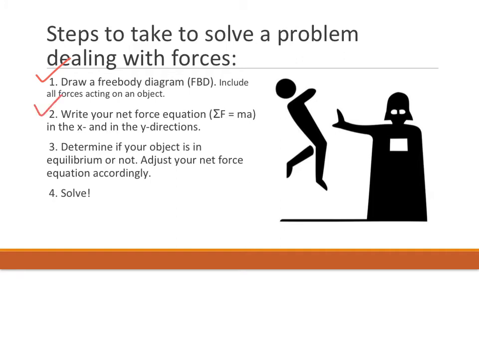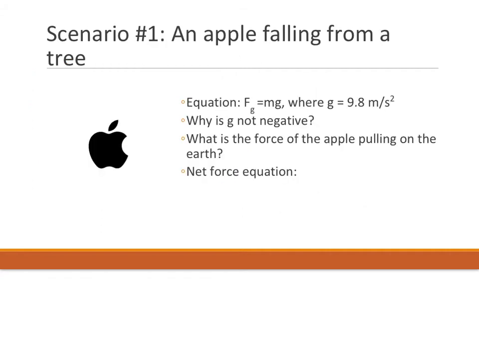Now you need to determine whether your object is in equilibrium or not. Then you can solve. Let's do some problems so we can see this in action. Scenario 1, an apple is falling from a tree. So, the only force we have is force of gravity. So the equation we would use, F equals ma.